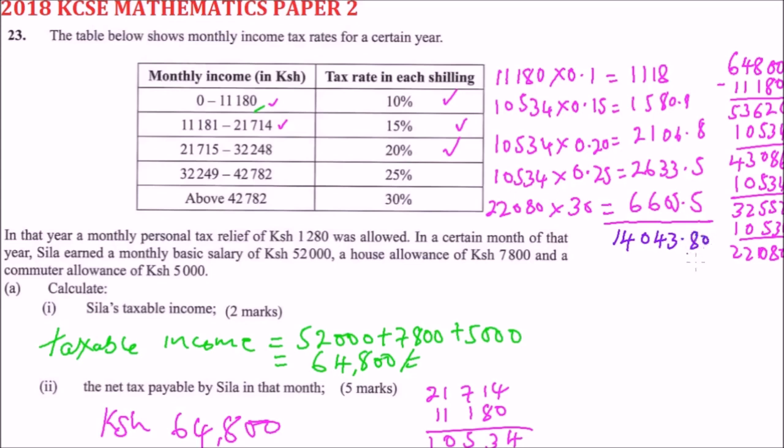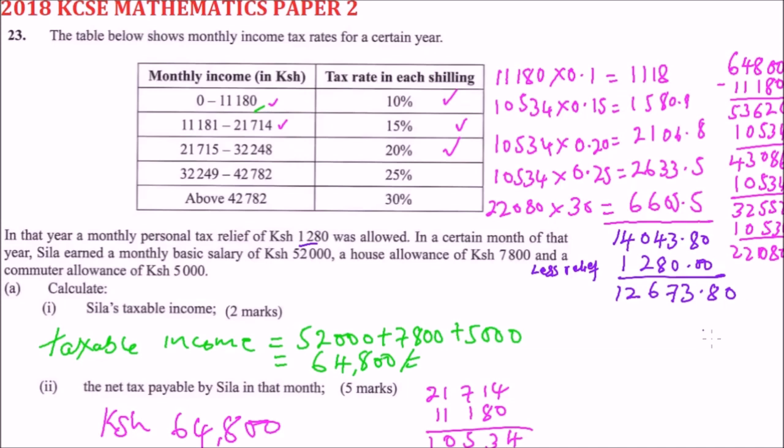You should get 14,043.80. So this is the total tax, but then we are told that there was a relief of 1,280. So we say less relief. So we subtract 1,280 from the tax that we have obtained. So we get, using your calculator, 12,763 and 80 cents. So that is the tax that Sheila was to pay that month.